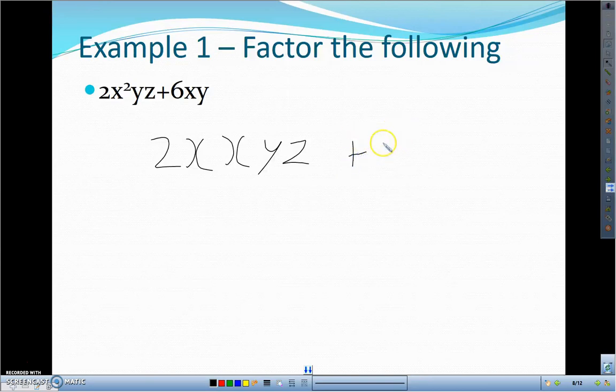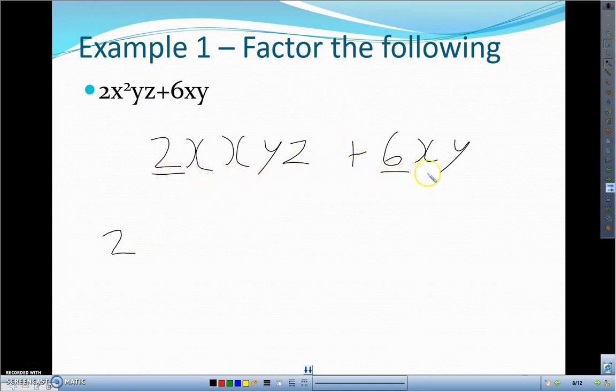And we got the plus 6xy. What's common between these two? Well, the number we have to look at, the greatest common factor between 2 and 6, is going to be just 2, because 2 can divide both 2 and 6.